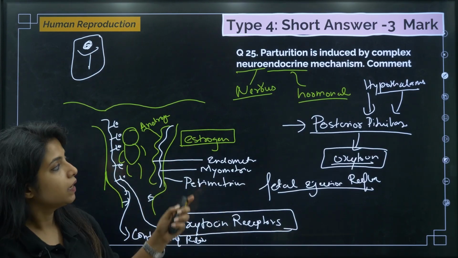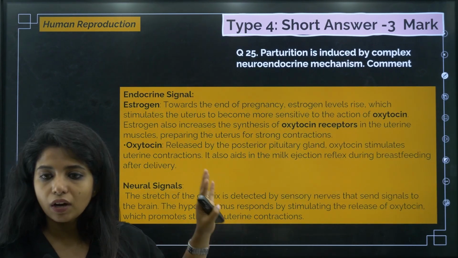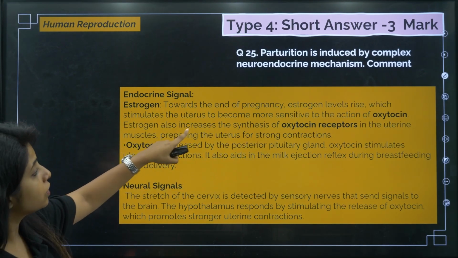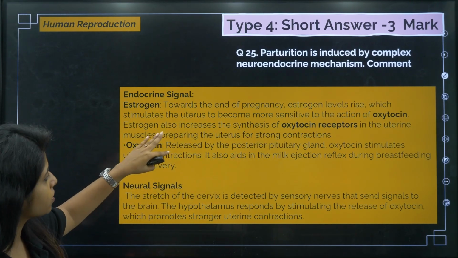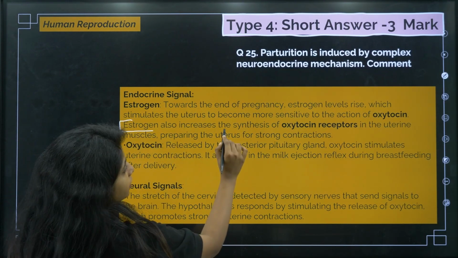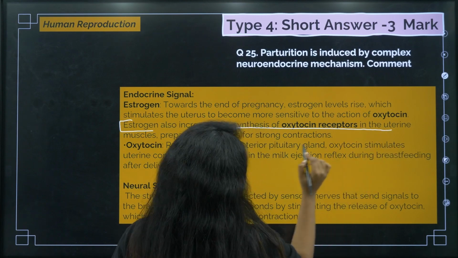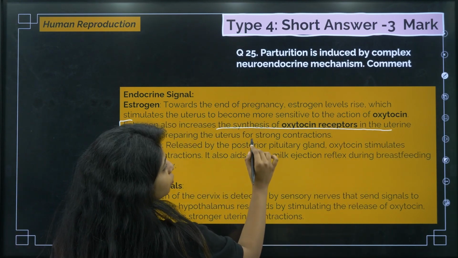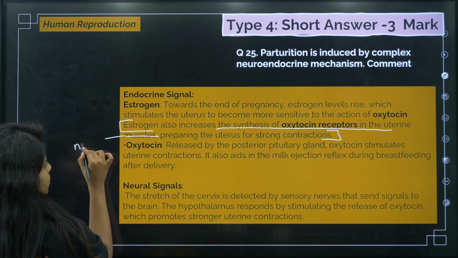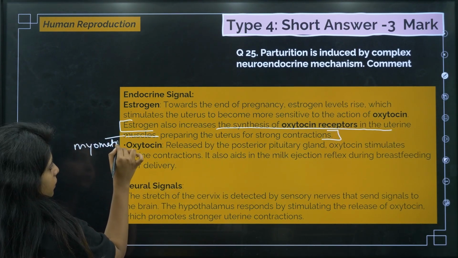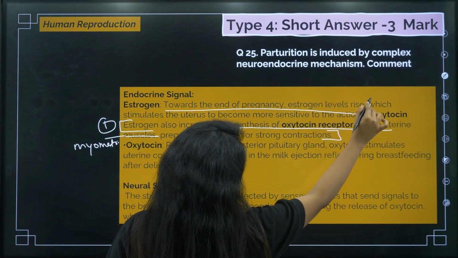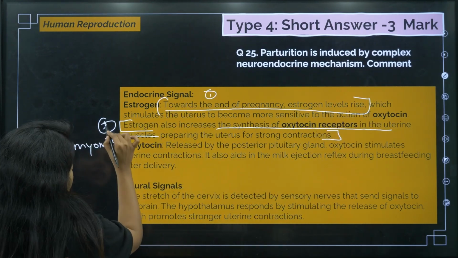That's how things work. And now if you want the answer, how you have to frame the answer, you have to write like this. Towards the end of pregnancy, estrogen levels rise, which stimulates the uterus to become more sensitive to the action of oxytocin. How? It increases the synthesis of oxytocin receptors in the uterine muscles, preparing the uterus for stronger contraction. Instead of writing uterine muscles, you can write myometrium. This is the first point that you can write. This is the second point that you can write.